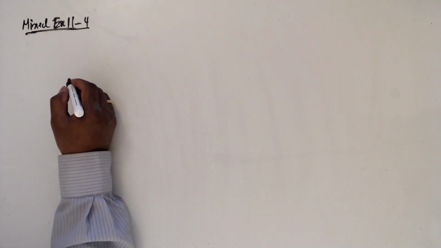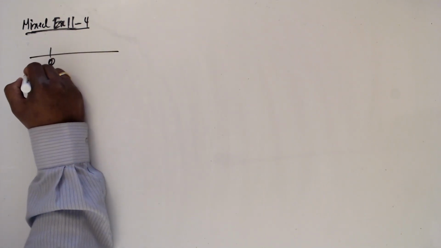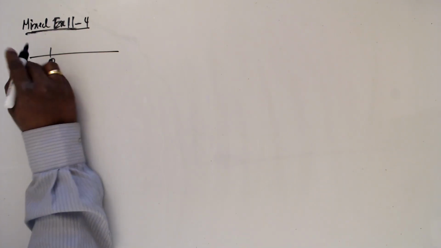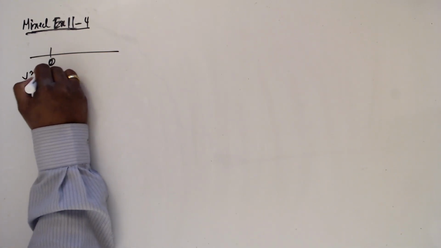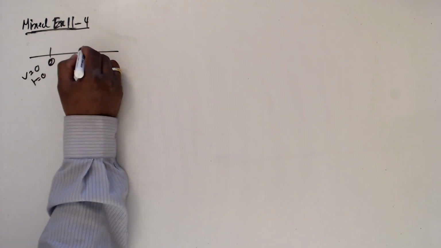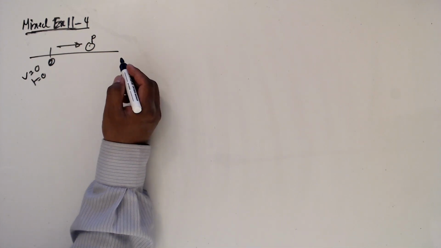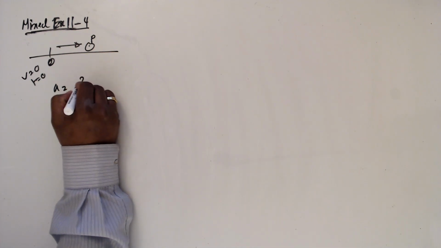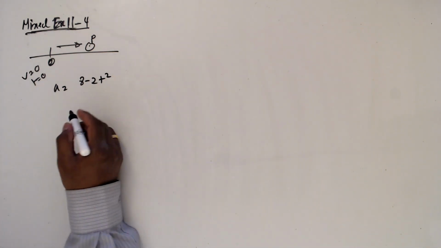Yes. Question number 4. A particle starts from O, the origin, at rest. From rest, so v equals 0, t equals 0, and this is the particle P in this direction. And the first question: acceleration is given as 8 minus 2t square. Find the greatest speed of the particle in the direction of OP.